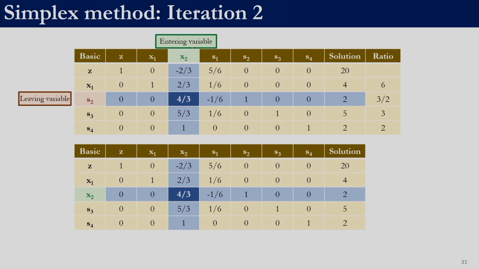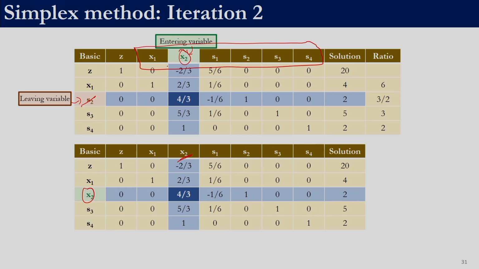So, x2 is the entering variable and s2 is the leaving variable. Over here we replace s2 by x2, and this x1 remains the same. Remember, the leaving variable is not to be written over here. This set of variables over here remains as such, just that the leaving variable is no longer a basic variable, whereas the entering variable becomes a basic variable.